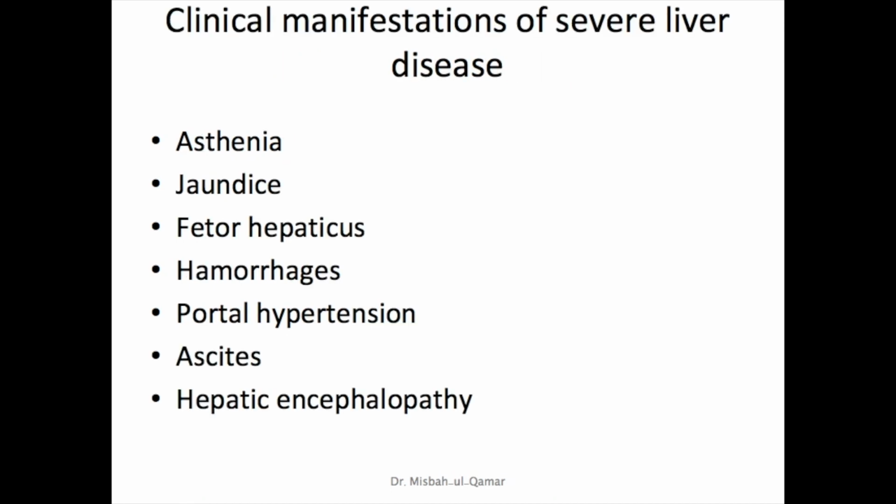Here are the clinical manifestations of severe liver disease. And this asthenia means the loss of strength. Fetor hepaticus is a particular mouth odor found in these patients. And you know what is portal hypertension and ascites. And hepatic encephalopathy is a form of coma, which is because of the hepatic diseases.